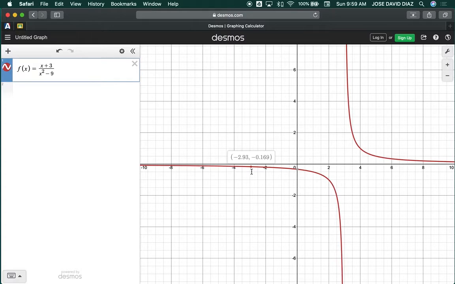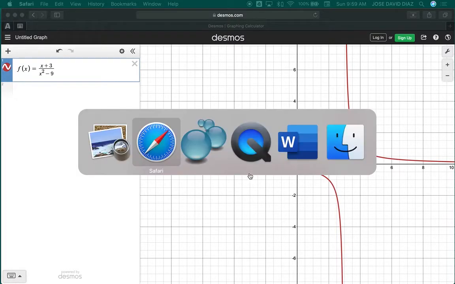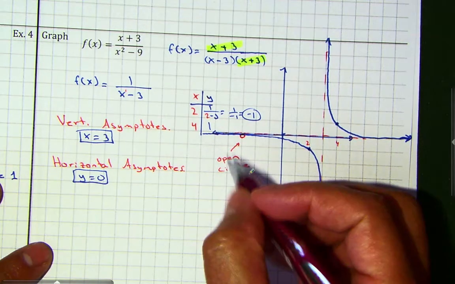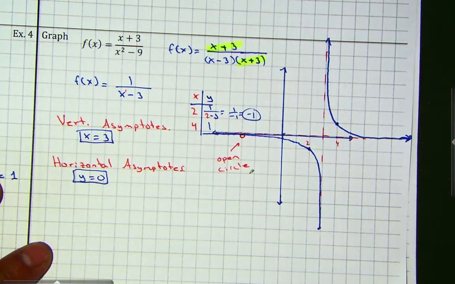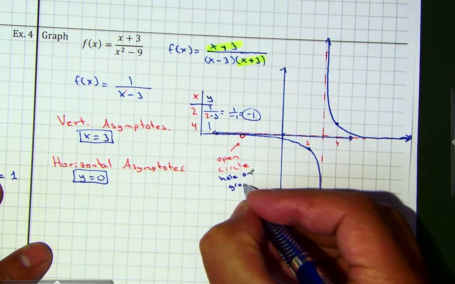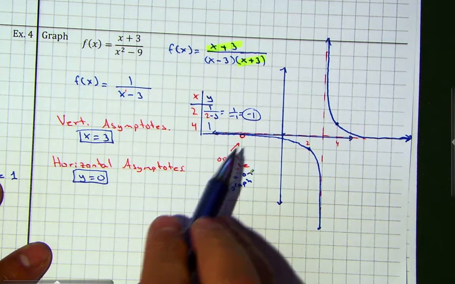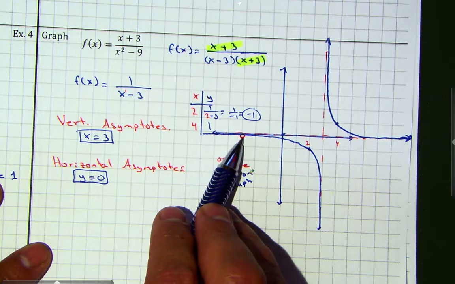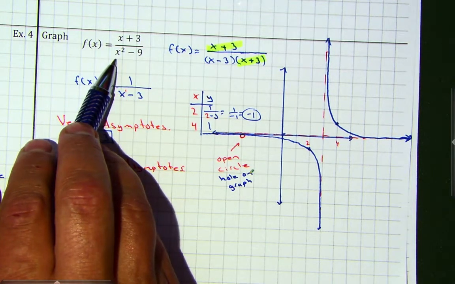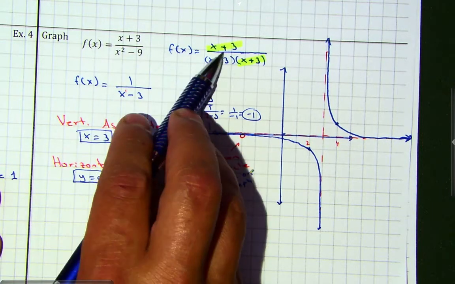So we need to make sure that we also place a hole in the graph, and that's going to happen when we are simplifying your expression. So this is an open circle, which means there's going to be a hole in the graph. At -3, it'll be undefined. Because even though we simplify, we still are graphing this function. But in order to be able to graph this function, we need to be able to simplify it.